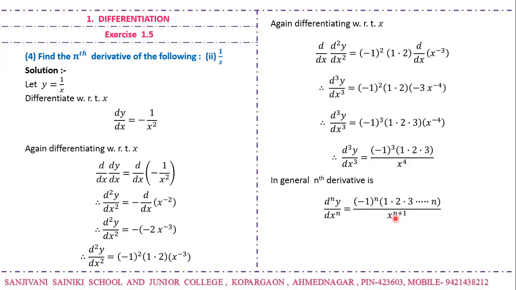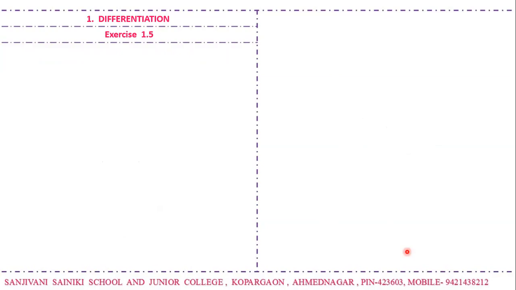Why? How can we write n plus 1? Because whenever there is a third order derivative, we get the fourth power. Whenever there is a second order derivative, we get the third power. So one power is more. So d^n y by dx^n is minus 1 raised to n into n factorial upon x raised to n plus 1.